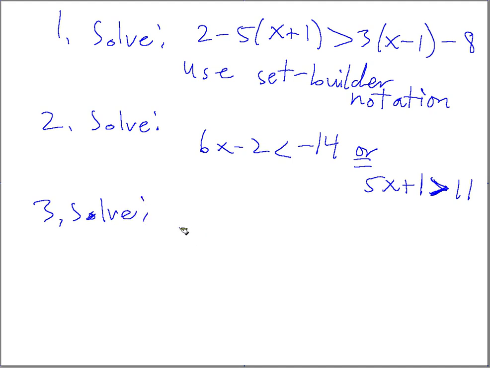On number 3 here, how about 5 less than 4x minus 3, which is less than 21. So 5 less than 4x minus 3 less than 21. Operate on both ends and post the solution into Blackboard, again using set builder notation for all three problems.